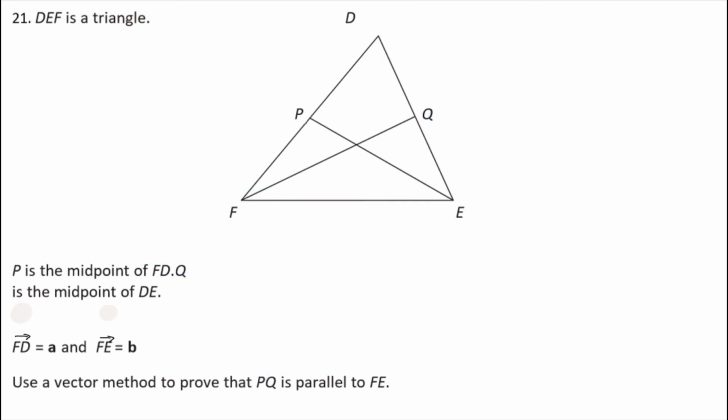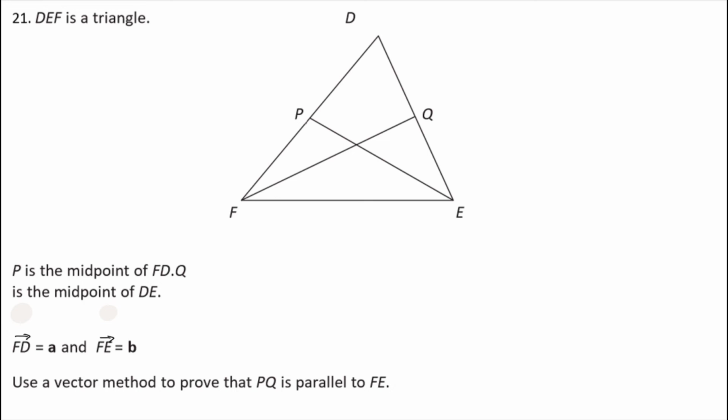Question 21. DEF is a triangle. P is the midpoint of FD. Q is the midpoint of DE. F to D equals A. F to E equals B. Use the vector method to prove that PQ is parallel to FE.